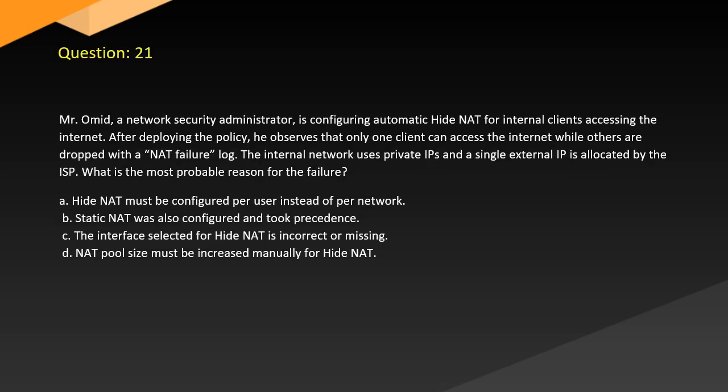Question 21. Isteromid, a network security administrator, is configuring automatic Hide NAT for internal clients accessing the internet. After deploying the policy, he observes that only one client can access the internet while others are dropped with a NAT failure log. The internal network uses private IPs and a single external IP is allocated by the ISP. What is the most probable reason for the failure?